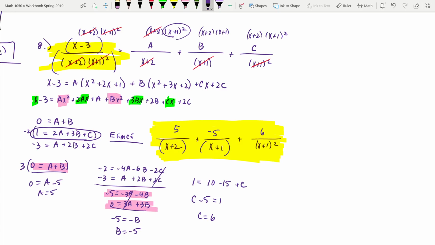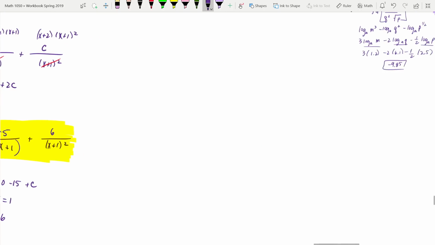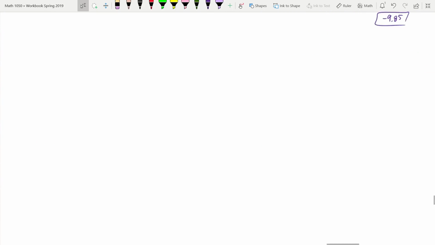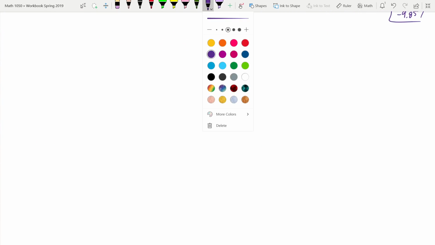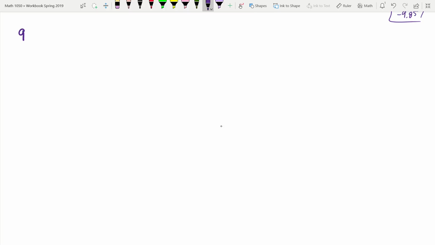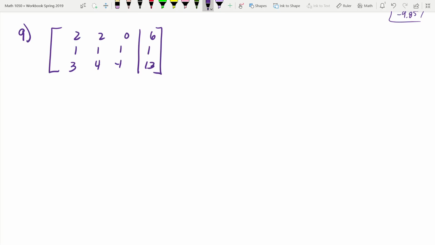All right. Question 9 is another Gauss elimination. So I'm going to do Gaussian, so I'm only going to get the zeros, okay? So I'm going to go 2, 2, 0, solid line 6, underneath 1, 1, 1, 1, underneath 3, 4, negative 1, and 13, okay?